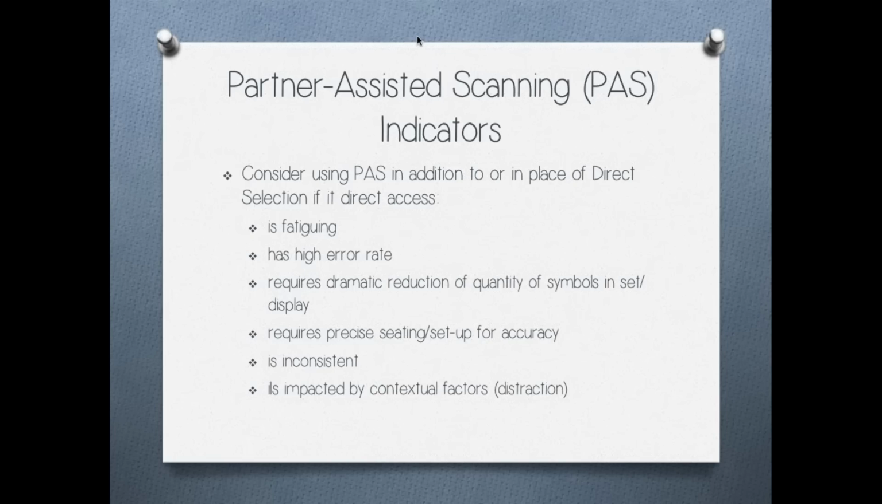But I think everyone can do both, and particularly opening up partner-assisted scanning for folks who are not as good at direct selection, but we're persevering, and it can be frustrating. That's what we'd like to see. So if direct selection is fatiguing, or they're making a lot of errors, or you dramatically have to reduce the quantity of the symbols in the set or display, or you need a very particular seating or setup for them to be accurate with direct selection, and that's not always available, or their performance is inconsistent, or their availability for that mode is inconsistent.